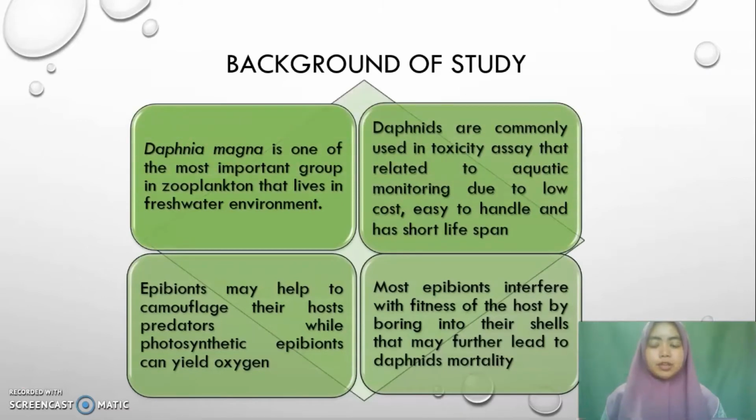Daphnia magna is one of the most important groups in zooplankton that live in freshwater environments. Daphnia is commonly used in toxicity assays related to aquatic monitoring due to low cost, easy handling, and short lifespan. Epibiont may help to camouflage their host from predators, while photosynthetic epibiont can yield oxygen. Most epibiont interfere with the fitness of the host by fouling their shells, which may further lead to Daphnia's mortality.